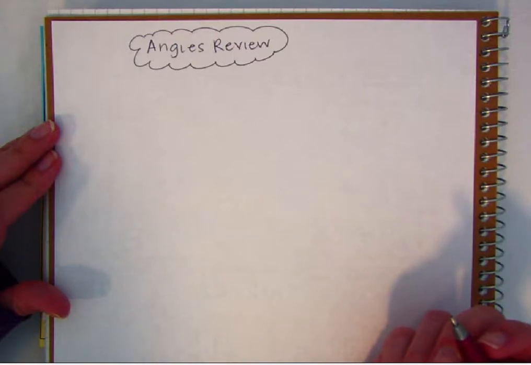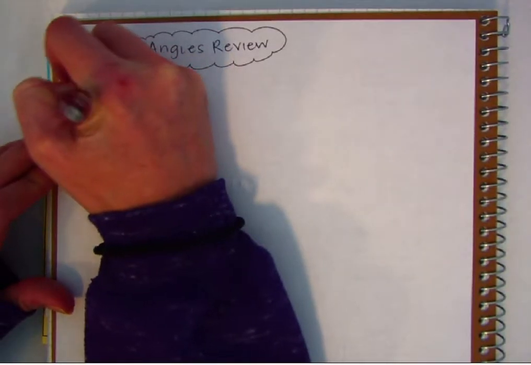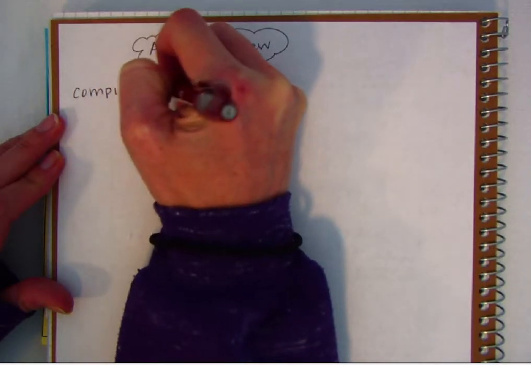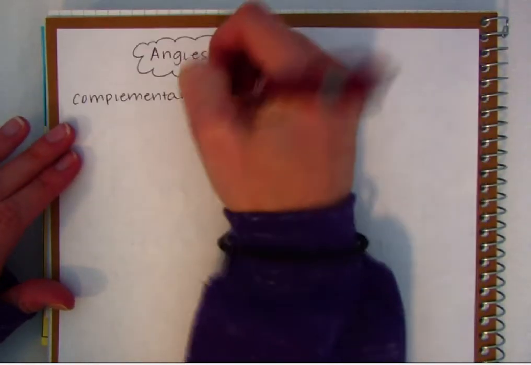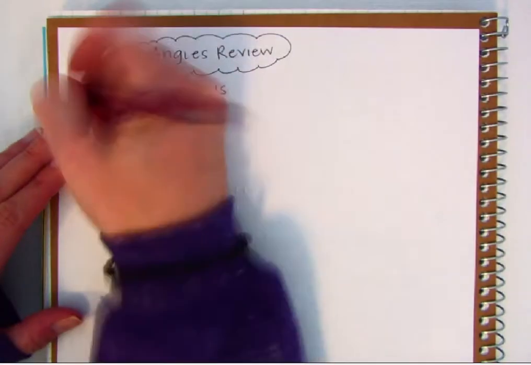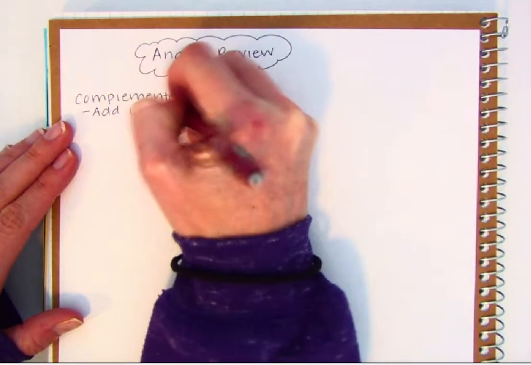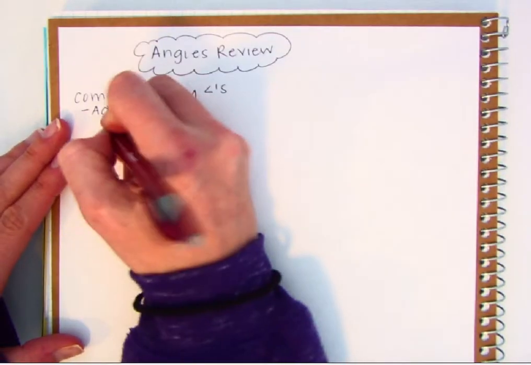So we have learned about a variety of different angles. We have learned about complementary angles. And remember, those are angles that add up to 90 degrees. Okay, and those look something like this.